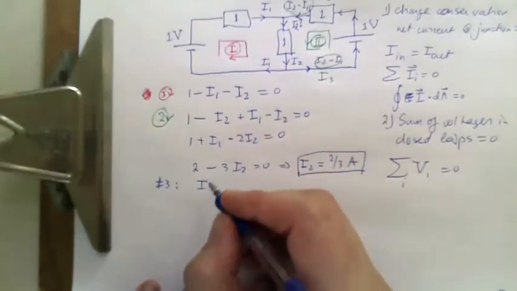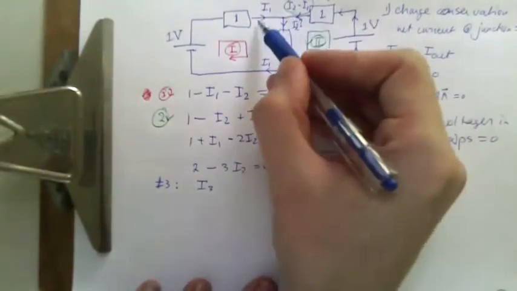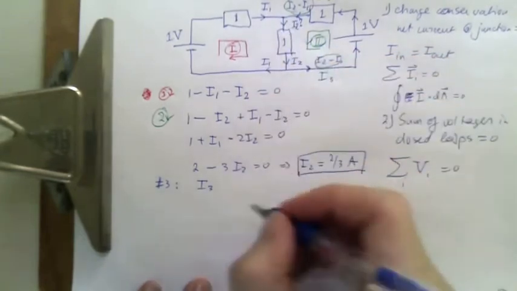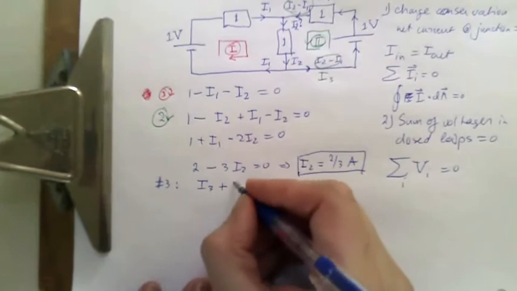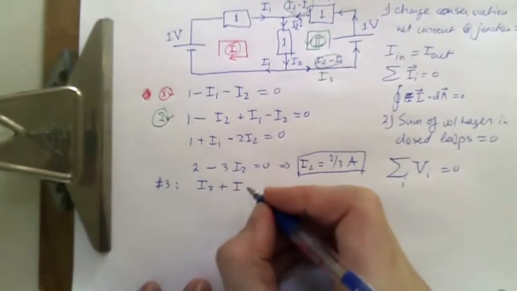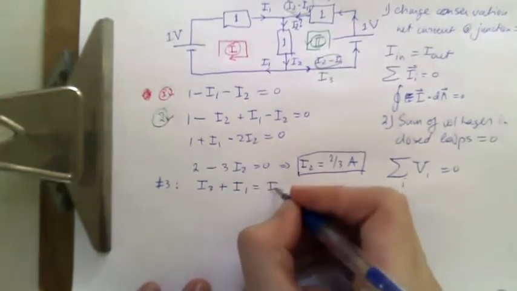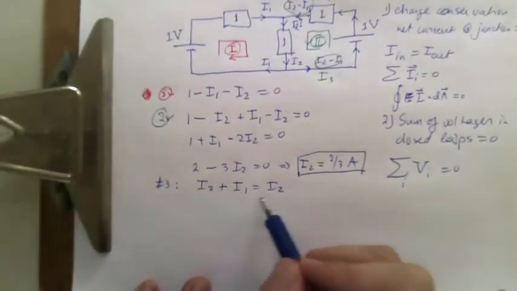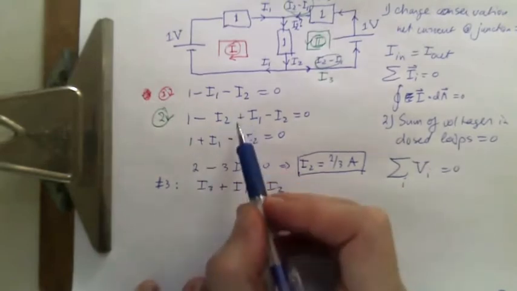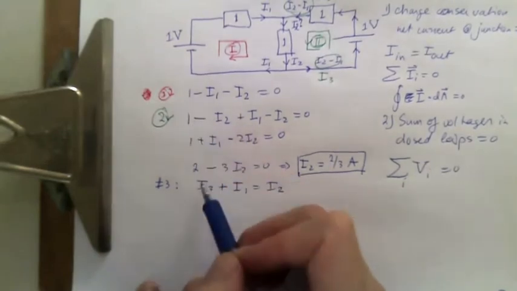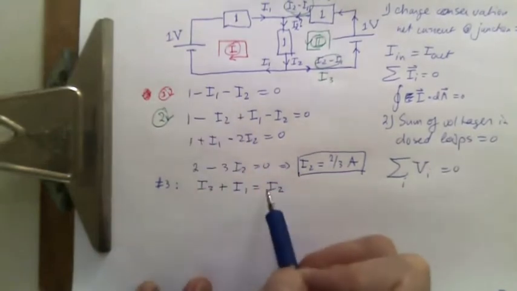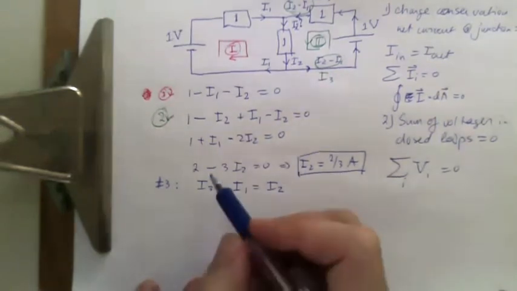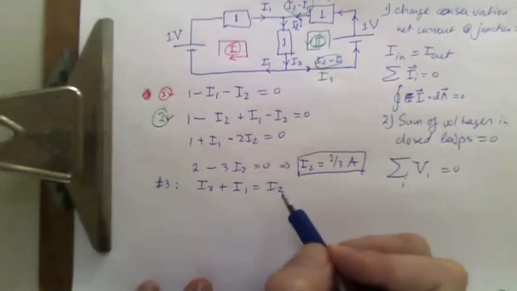So what we know is that I3, if it goes this way, and I1 goes this way into the junction, and I2 is the only one coming out, that means that I3 plus I1 equals I2. So you could use this as an independent third equation, and then start manipulating equation number 1, 2, and then number 3 to find the solution for I2. Except I think that's needlessly complicated.